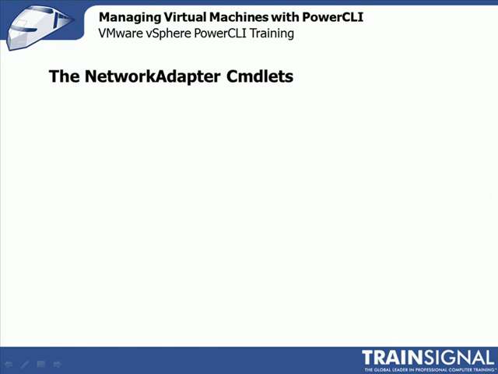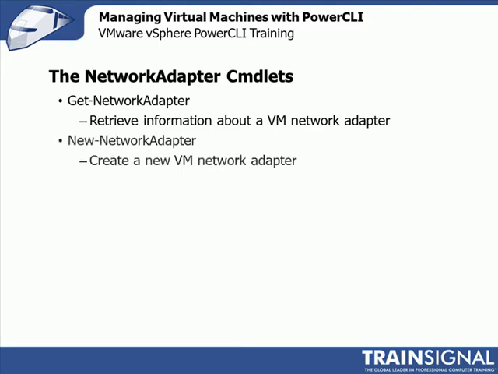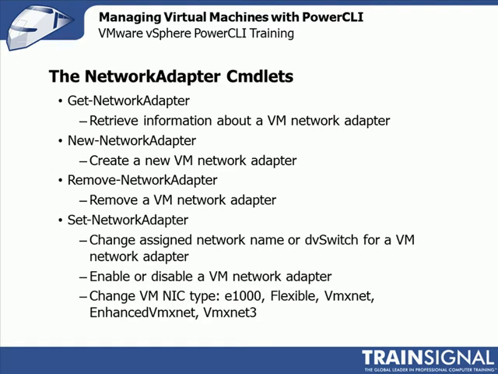Let's move on to the network adapter commandlets. We have get network adapter. This retrieves information about a VM network adapter. New is to create a new one. Remove is to get rid of one. And then set is used to do several things. One of them is to change the assigned network name or distributed virtual switch for a VM network adapter. So effectively changing which network to which a virtual machine is attached.